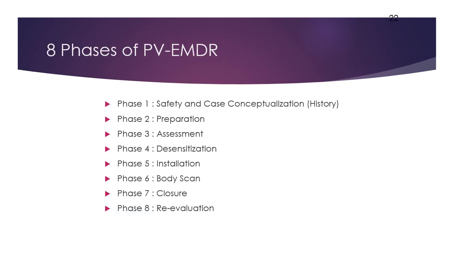So the 8 phases of EMDR are still included with polyvagal, but as you can see, safety has been added to phase 1. History is limited to what the client can handle. These cases tend to be a lot more complex. You'll need to spend a lot more time on phase 2 in preparation as well.